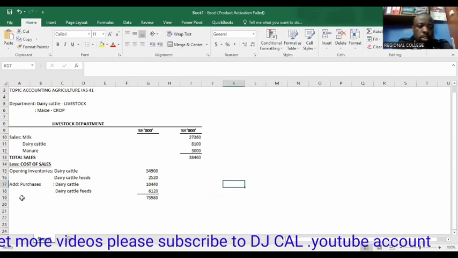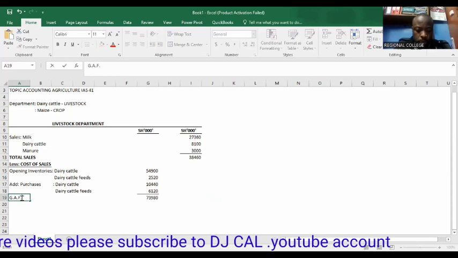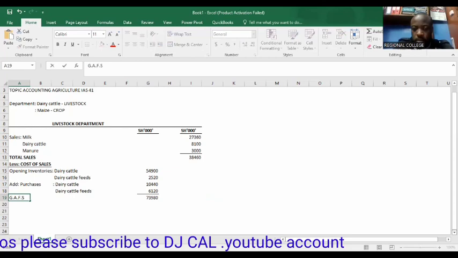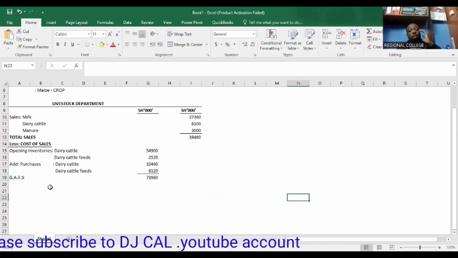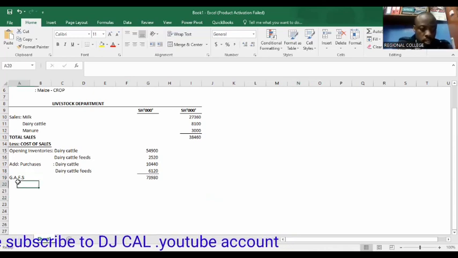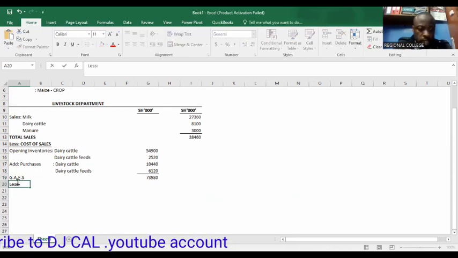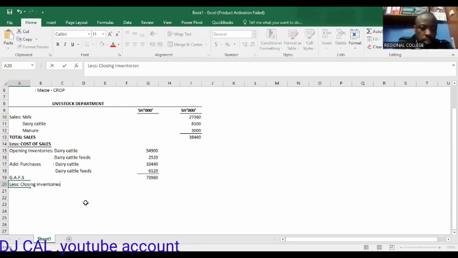So this is now what is in the stock. We can call it goods available for sale, what they want to sell. Then now at the end of the year, how much is remaining? So you have to less what is remaining in our stock. Less closing inventory.